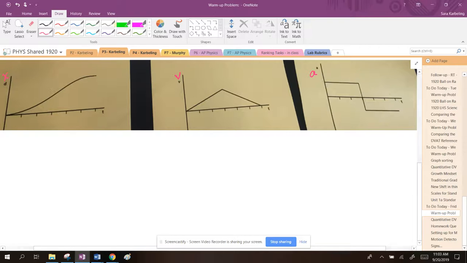So on your orange sheet, if you want to draw this, that would be a great thing to put: this position graph next to its velocity graph, next to its acceleration, just to give yourself another example. The more examples you have to look at, the better off you're going to be.